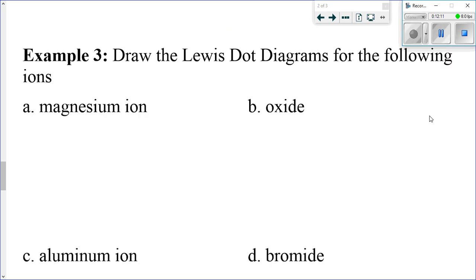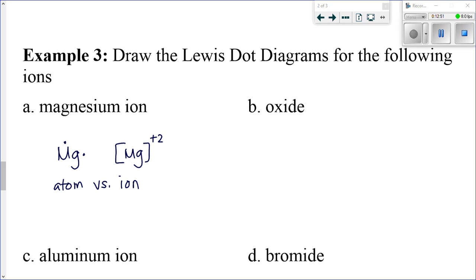Okay, for this next example, we are going to draw Lewis dot diagrams for the following ions. Let's first look at the atom version of these ions. So magnesium would have 2 valence electrons. Okay, this is an atom of magnesium. It has not undergone ionization. Versus the ion. So when magnesium undergoes ionization, it will lose the 2 electrons to get a positive 2 charge.